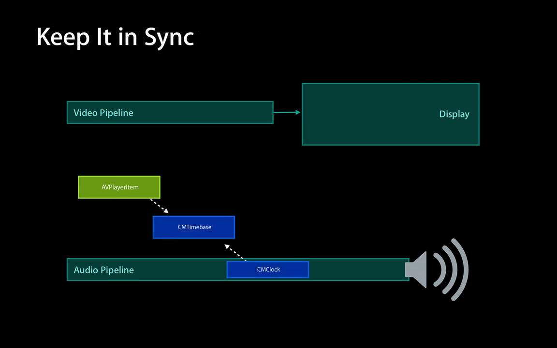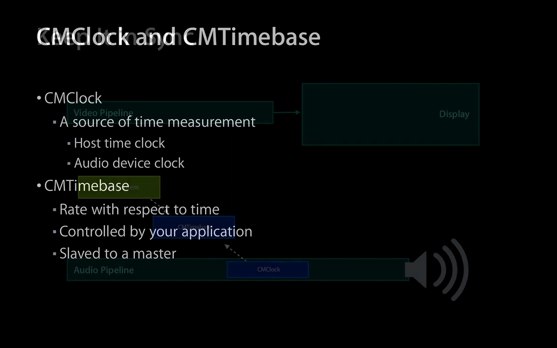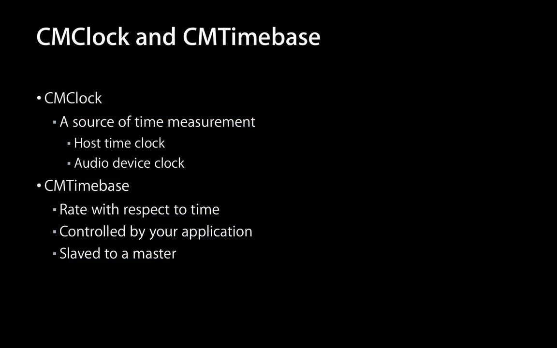And so we're introducing to you two new objects, the CMClock and the CMTimebase. A CMClock is a source of time measurement. There are two types, the host clock and the audio clock. Now, the time base extends on this notion by introducing rate. It's rate with respect to time. Time bases are something that's under the control, either directly or indirectly, by your application. And time bases can be slave to a master. They can be slave to another time base or directly to a clock.